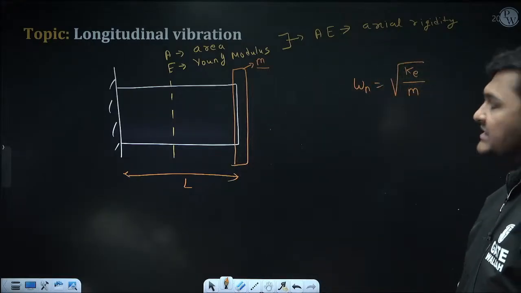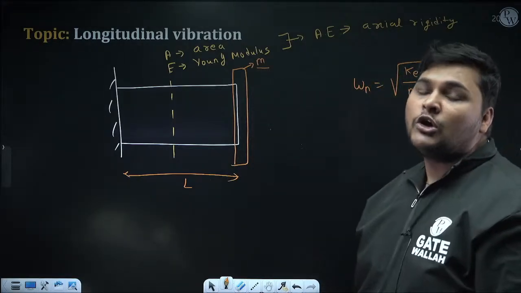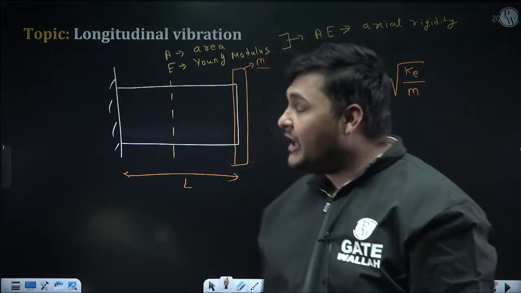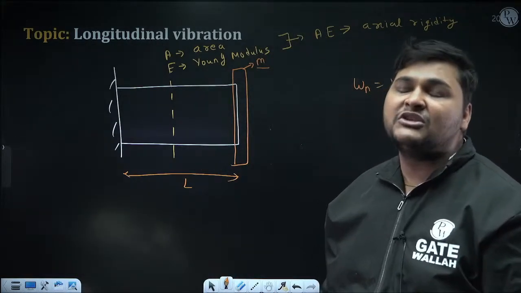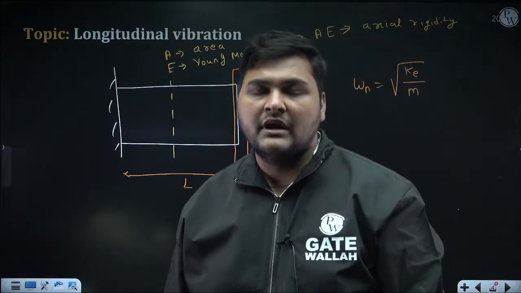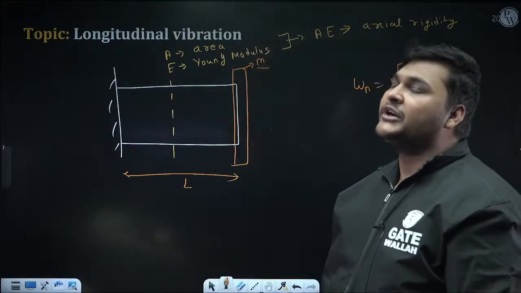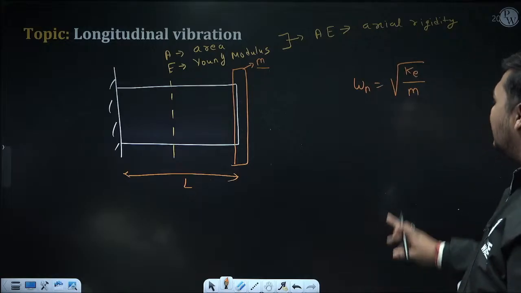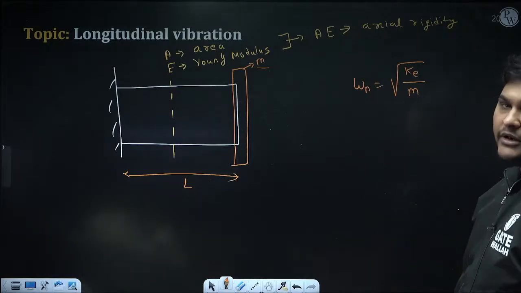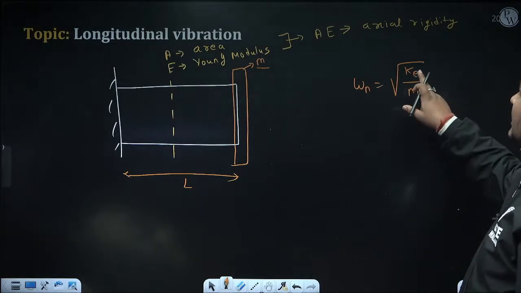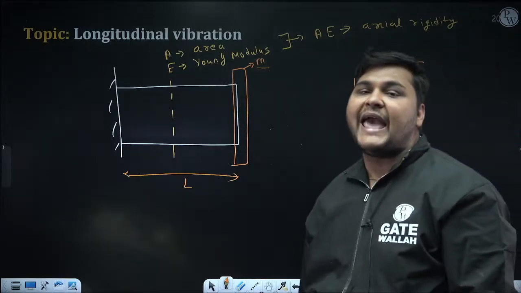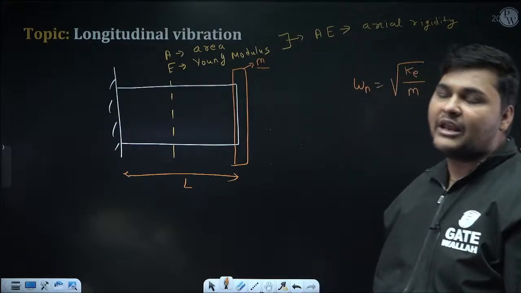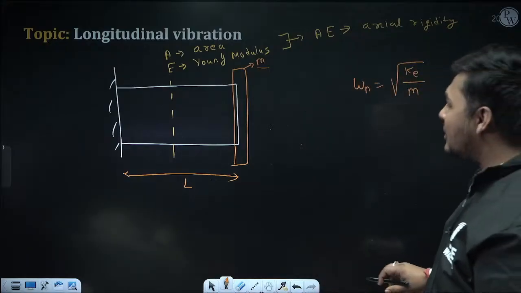Good. And second, restoration should occur only due to stiffness. So here restoration is occurring due to the stiffness of the bar, and that stiffness is known as axial stiffness. So this formula is valid. Here we need to calculate K equivalent only, and this K equivalent is also known as the axial stiffness of this bar. How can we calculate K equivalent? What is the method to calculate K equivalent?